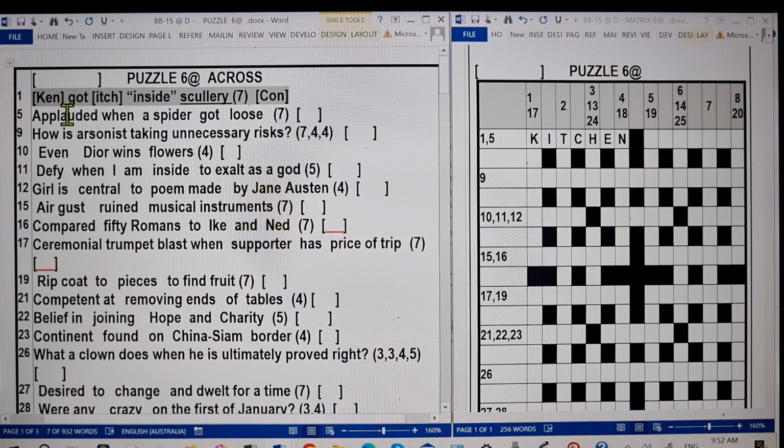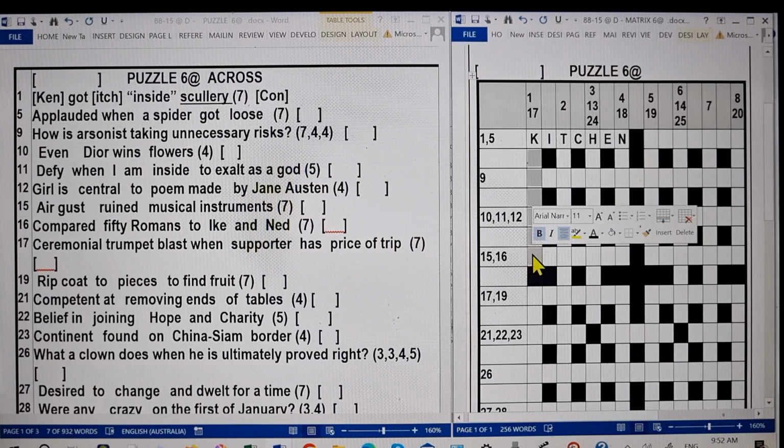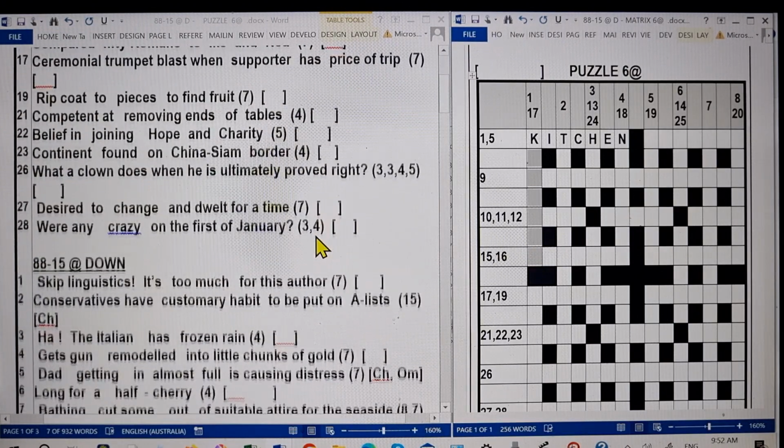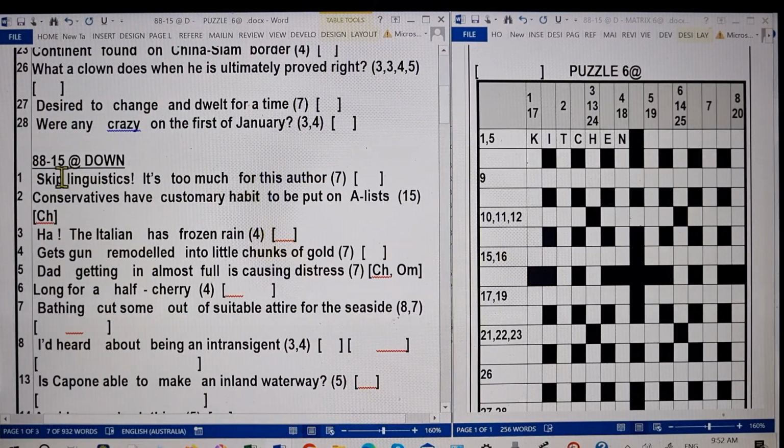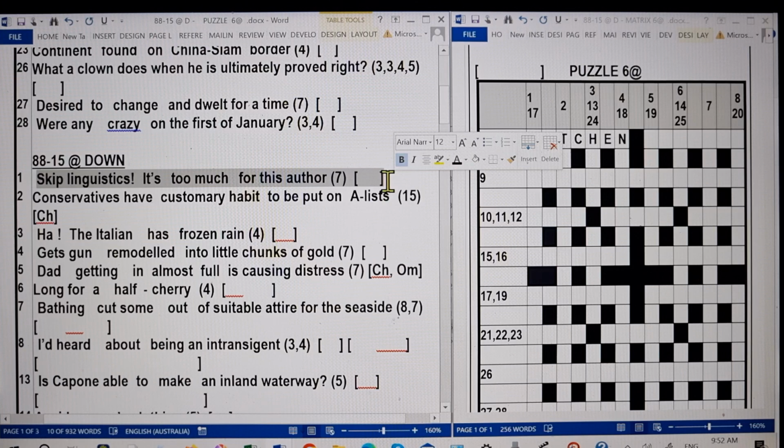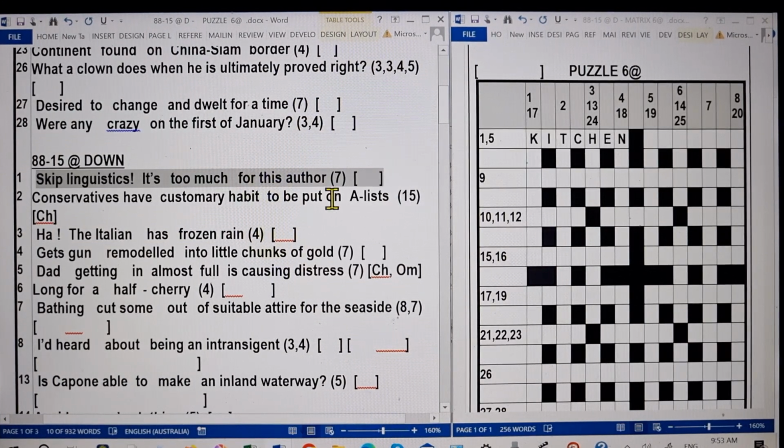Okay, all happy with that? Right, have a go at 1 down now. Here we go. That one there, 1 down. And what is 1 down? 1 down is skip linguistics. It's too much for this author. Over to you, pause, solve, and then resume.